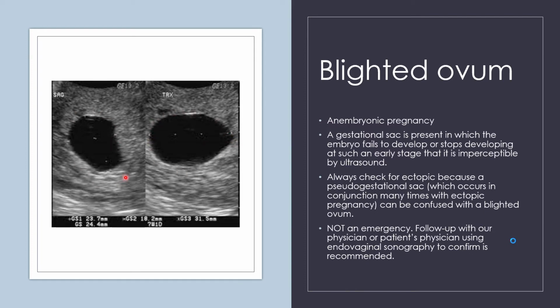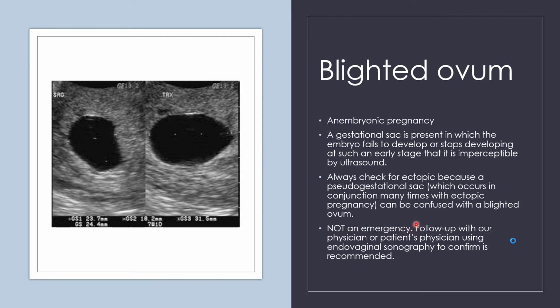Typically, remember, we're supposed to see the yolk sac by 5 weeks, the embryo by 6 weeks. So this is measuring 7 weeks, and we don't see a yolk sac or an embryo. So this is very suspicious for a blighted ovum. It is not an emergency.